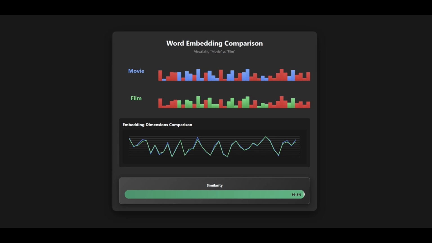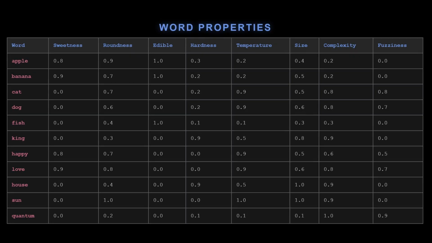So now we've got this brilliant idea. Words as vectors with thousands of numbers each. Fantastic. Except how exactly do we get those numbers? Well, it's a lot easier said than done.